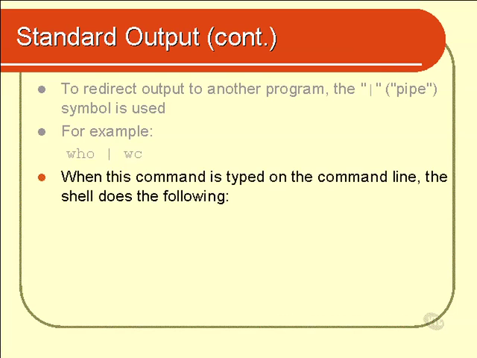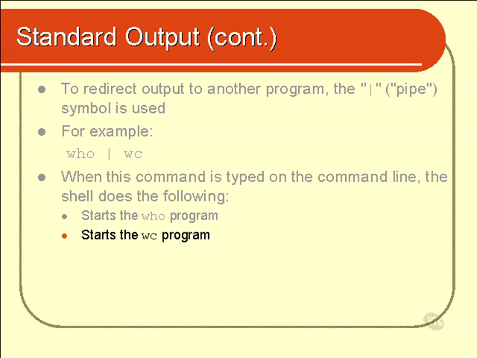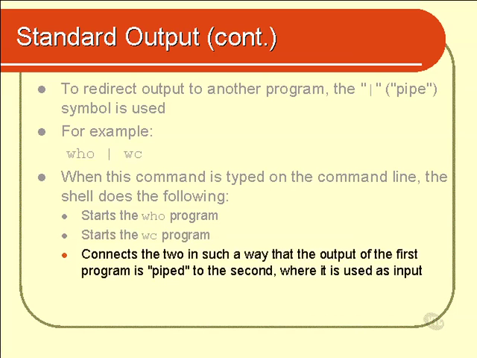It does the following. First, it starts the who program. Secondly, it starts the WC program, and they're both going simultaneously. This all happens within a couple of milliseconds of you pressing enter. Then, while both programs are running, the shell connects the two in such a way that the output of the first program is piped to the second, where it is used as input. If you wanted to draw a diagram of that, it might look like this.